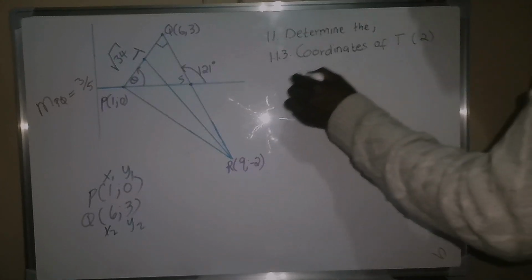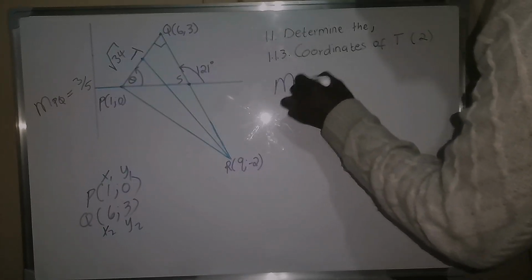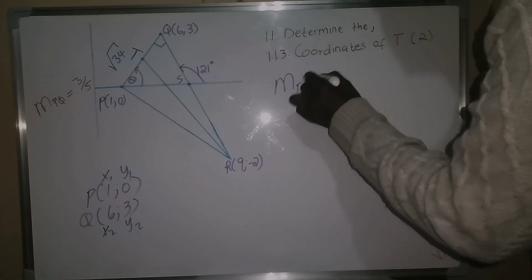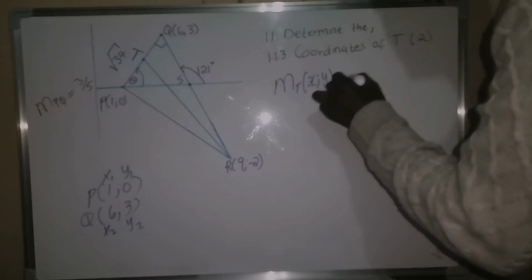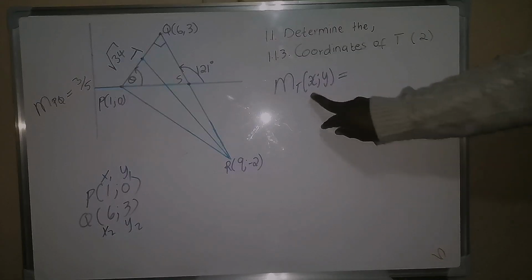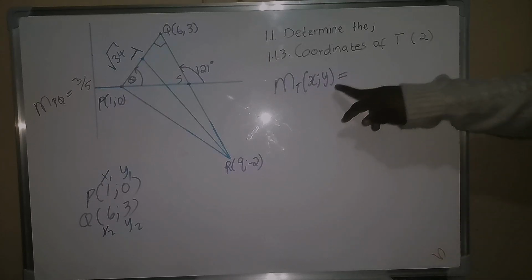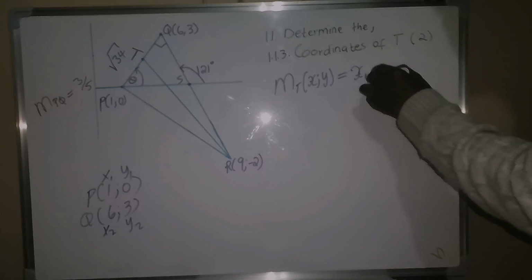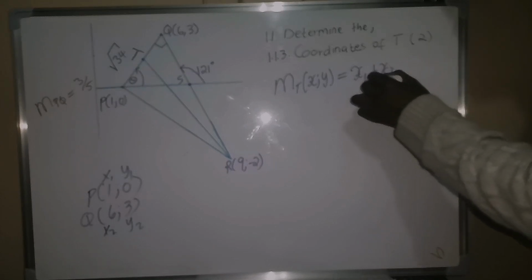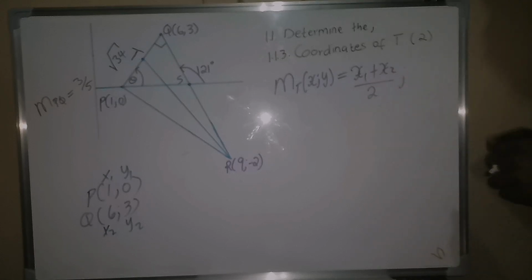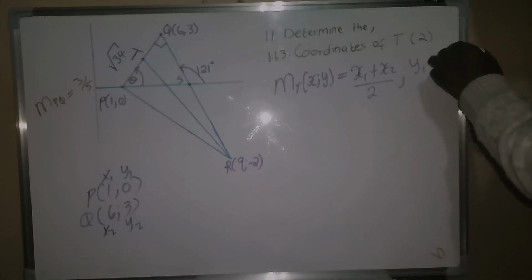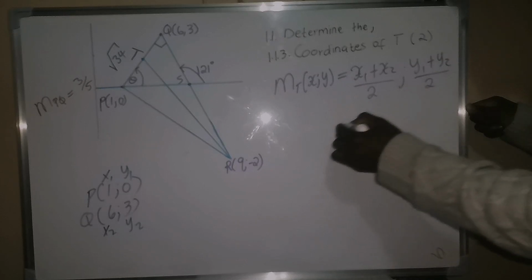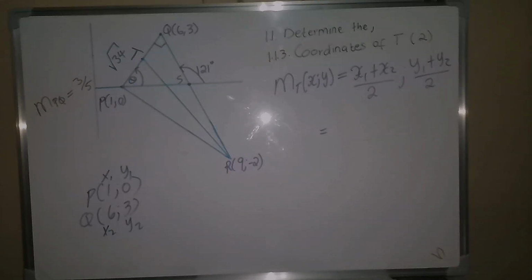Coordinates of T, x and y. This is equal to the coordinates of T. Now, these are our midpoint. What formula do we use for midpoint? x1 plus x2 divided by 2, and y1 plus y2 divided by 2. You are literally done with finding the coordinates of T when you know this formula. This is the formula for midpoint.